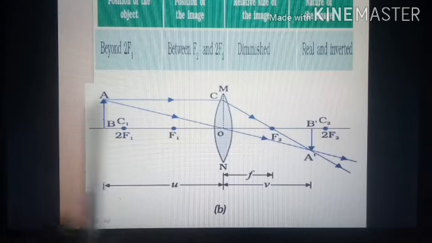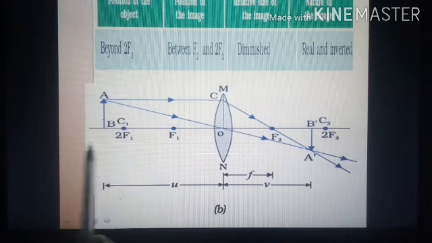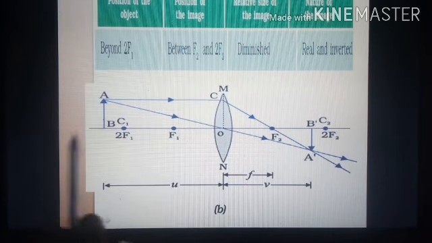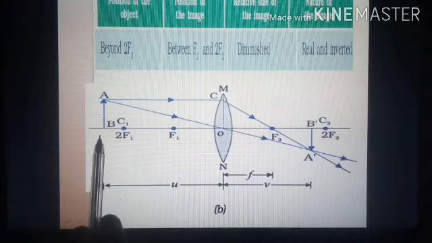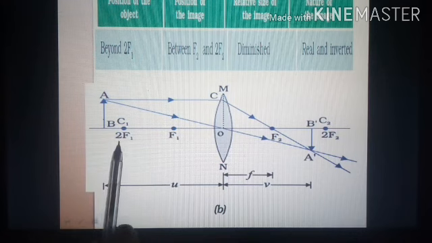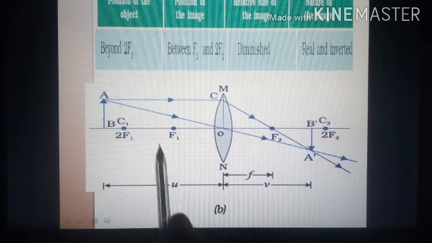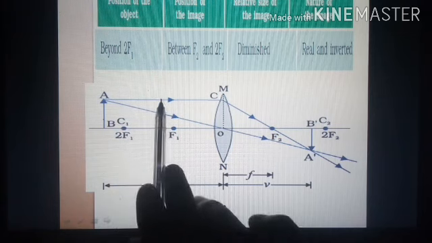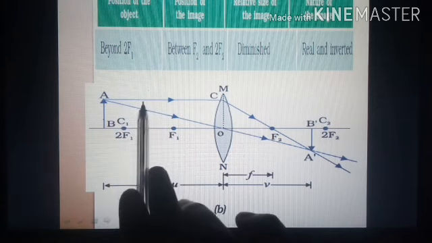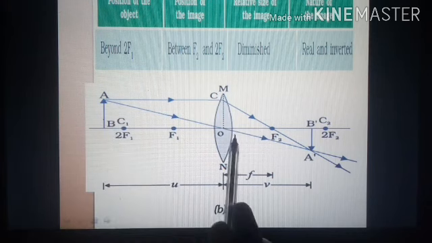here the object is placed beyond 2F1. Here O, F1, 2F1 and infinity. Initially we took the object at infinity, and second, beyond 2F1. So for beyond 2F1, AB is the object placed. In order to find the image formed by this lens, we have to take any two rays. We saw the three conventional rays, so we should take any two convenient rays. The first ray is the parallel ray, another one is the ray passing through the optical center.